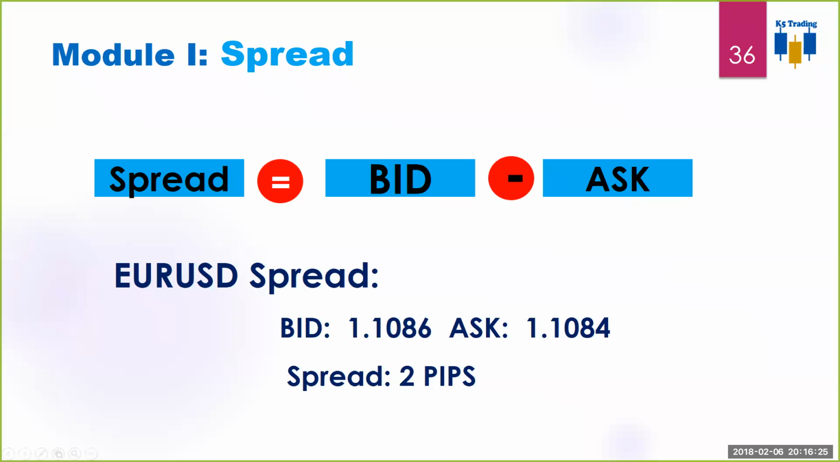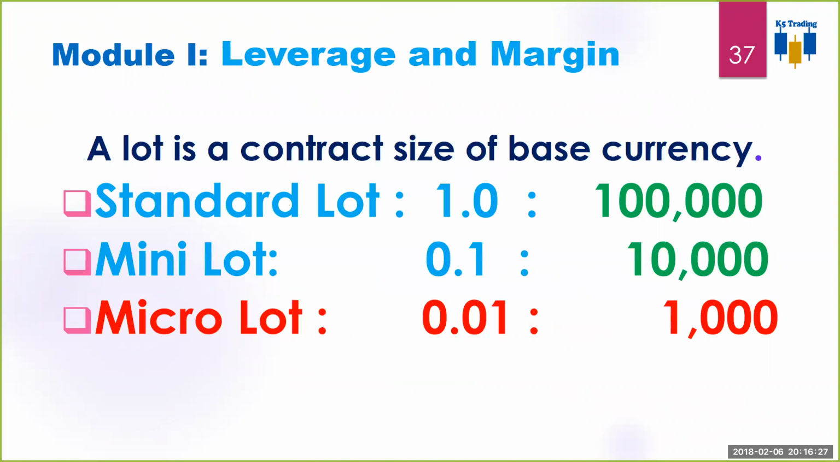Leverage and margin. A lot is a contract size of the base currency. Currency is always traded in lots. One lot is equal to 100,000 units of the base currency. A mini lot is equal to 10,000 and a micro lot is equal to 1,000. Very simple. Lot and contract size.